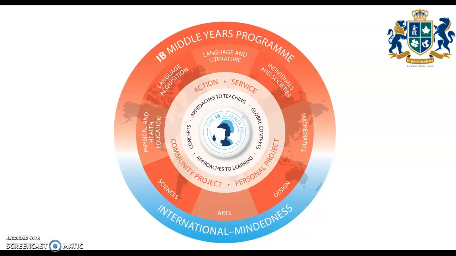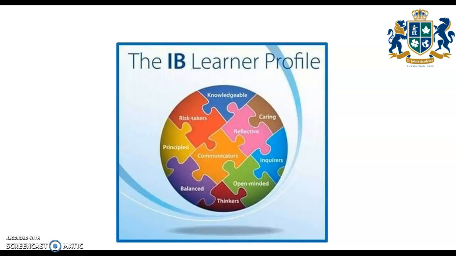You will notice at the very center of this program model is the learner, and within the middle years program, as well as within the diploma program, our sole purpose is to develop certain attributes within our students. Those attributes are called the IB learner profile attributes. Those are such things as being knowledgeable, being risk takers, principled, balanced, being communicators, thinkers, being open-minded, being inquirers, being reflective, and being caring. A lot of what we do here at St. John's Academy is aimed at developing those attributes within our students.